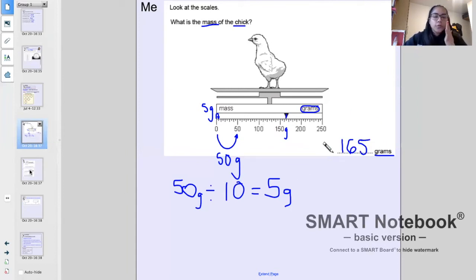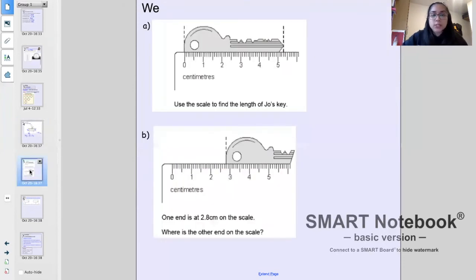Okay, so hopefully you maybe made some mental notes or written notes of my thought process and what I was doing there. What I'd like you to do is have a go at answering question A first. It says use the scale to find the length of Joe's key. So you're finding the length, you're looking at centimeters. So think back, how many millimeters are there in a centimeter? If you're a bit stuck, count your increments and try to work out how long the key is. Pause the screen and have a go.